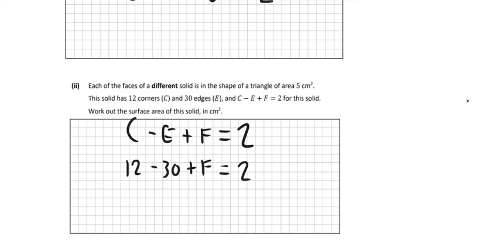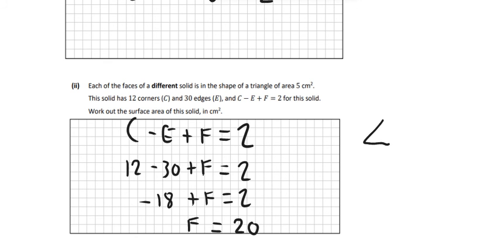So you can kind of figure it out in your head almost, or you can treat it as an equation. So 12 minus 30 would be minus 18. Equals 2. And then if we add on 18 to both sides, or move the minus 18 over, you're going to add on 18 to 2, so you're going to get F equals 20. So the number of faces is 20. So this is a shape with 20 faces, and they all have area of 5.